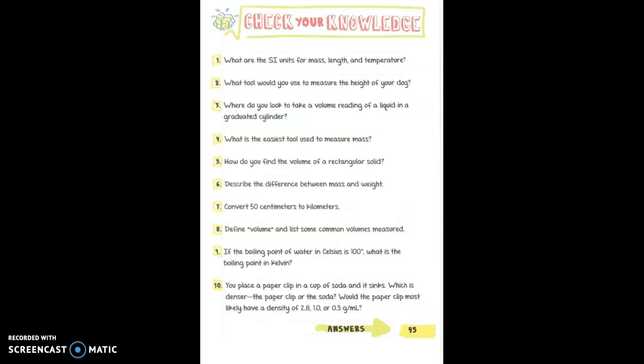Number 7, convert 50 centimeters to kilometers. Number 8, define volume and list some common volumes measured. Number 9, if the boiling point of water in Celsius is 100 degrees, what is the boiling point in Kelvin? Number 10, you place a paper clip in a cup of soda and it sinks. What is denser, the paper clip or the soda? Would the paper clip most likely have a density of 2.8, 1.0, or 0.03 grams per milliliter?